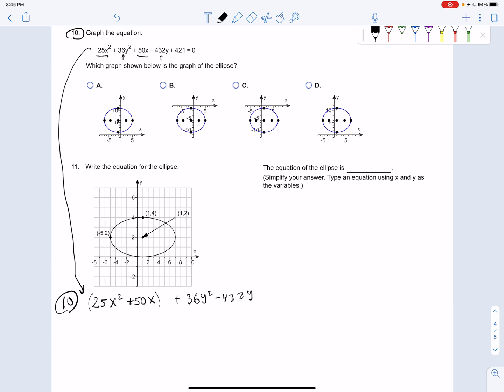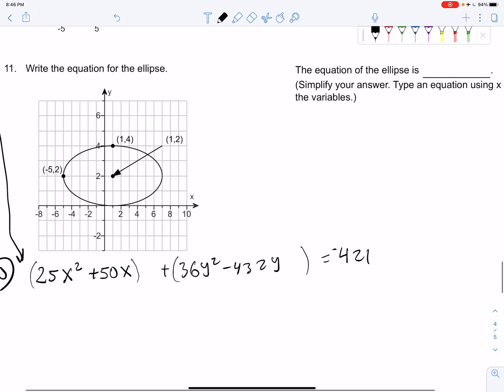And then this guy, I'm just going to move this over and get it out of there and put it on the other side. So I'm going to subtract 421 on both sides. So these guys are kind of grouped. And then on the right hand side, I've got negative 421. Okay, now I could kind of zoom in and look at this a little better.